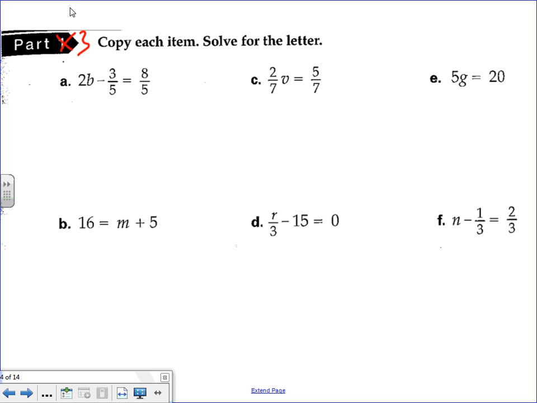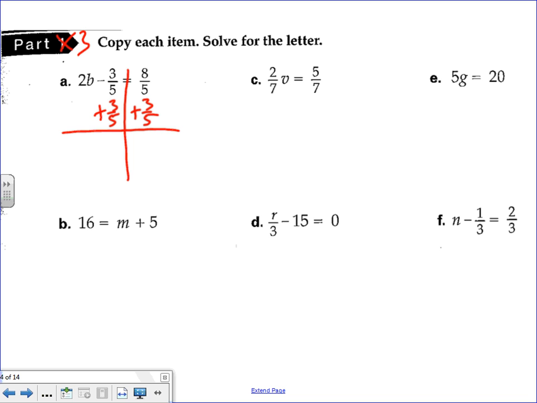Remember, the ones with letters want to be alone on one side, and the ones that are just numbers want to be alone on the other. When I look at the left side of this equation, I'll draw my line down the equal sign to separate the sides. I've got 2b and the 3/5. Well, the 3/5 wants to be over on the other side with the 8/5 because neither one of them has a letter. They're both just numbers. Because it's minus 3/5, I have to add 3/5 to move it over to the other side. And again, whatever I do to one side, I do to the other.